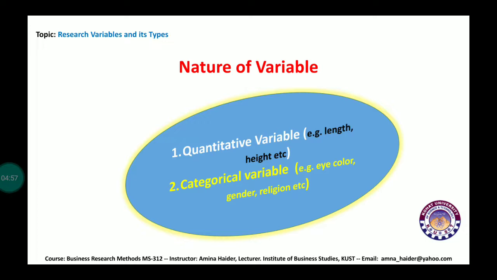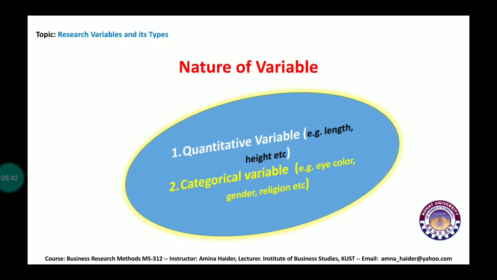The next is categorical variable. Categorical variables are those variables that vary in kind but not in degree or amount. For example, eye color, gender, religion, etc. Eye color. Like we said, these variables can vary in kind. So there could be a number of different persons with different eye colors, but it doesn't make sense to mention it in amount or in degree or in value terms.